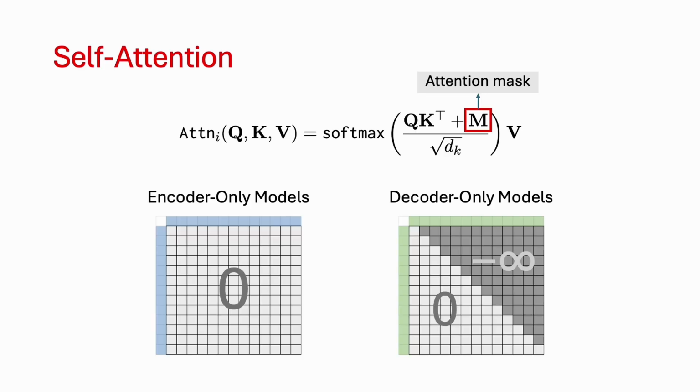In practice, this distinction is implemented by simply modifying the attention mask M. For bidirectional encoders, the attention mask is a matrix of all zeros, which is equivalent to no masking, thereby allowing every token to attend to every other token in the sequence. For causal decoders, the attention mask is a triangular matrix with negative infinity in the upper triangle. This prevents tokens from attending to any future positions in the sequence.